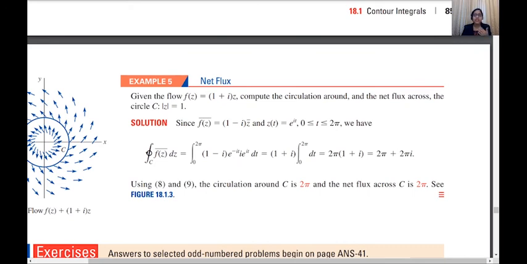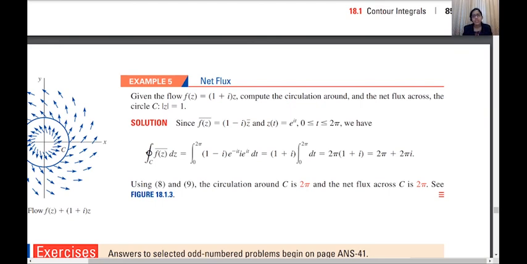Okay, and now we need to know what is f of z bar. f of z is given to us as 1 plus i into z, so f of z bar is nothing but 1 plus i into z bar. Okay, so if z is e raised to it, what will be z bar? z bar will be nothing but e raised to minus it. So we can easily evaluate. So integral over C of f of z bar into dz is nothing but integral 0 to 2 pi, f of z bar is 1 plus i into e raised to minus it, into dz, which is z dash of t, that is i into e raised to it into dt.